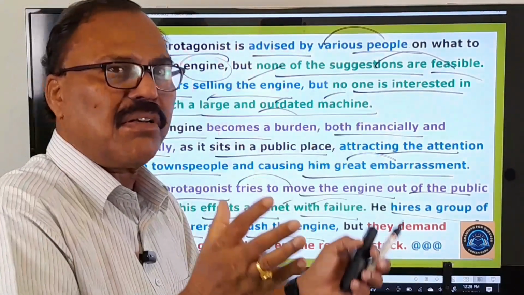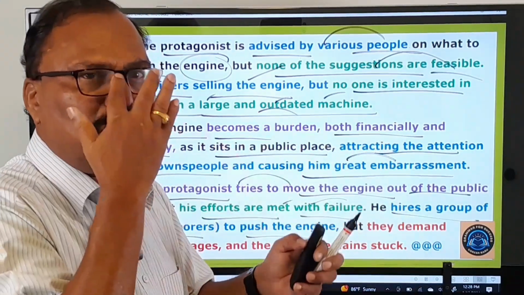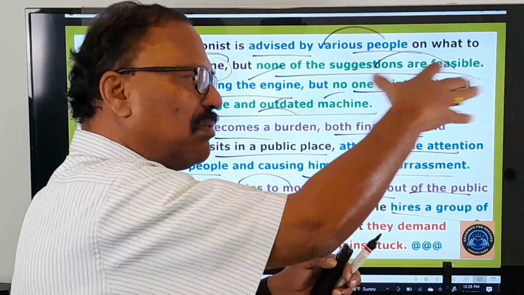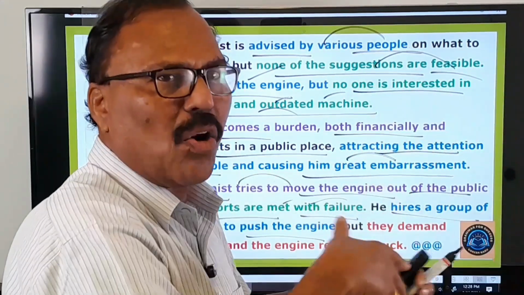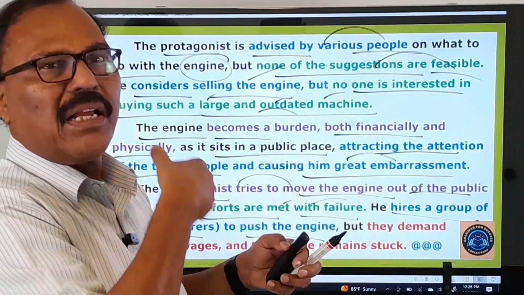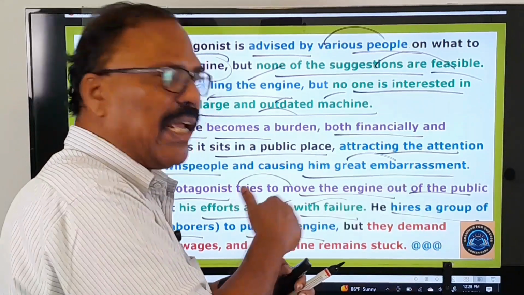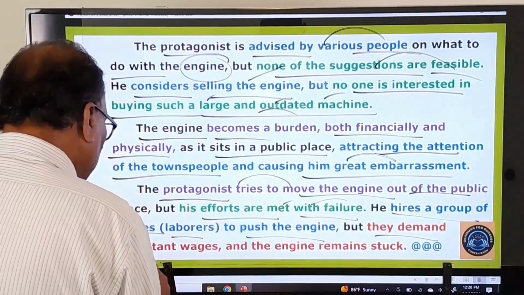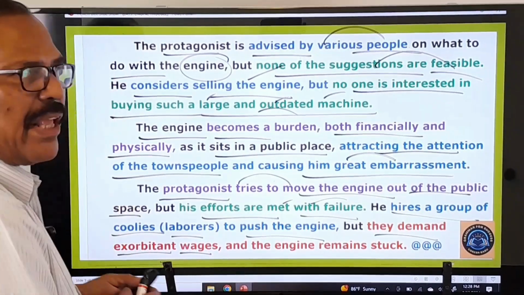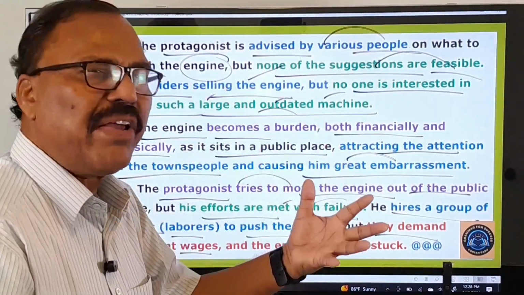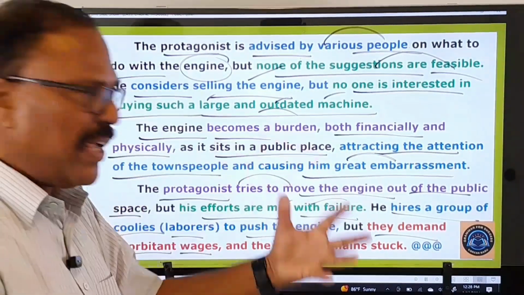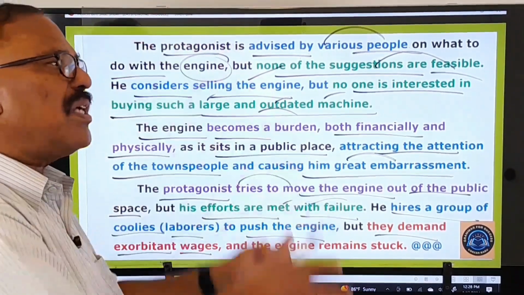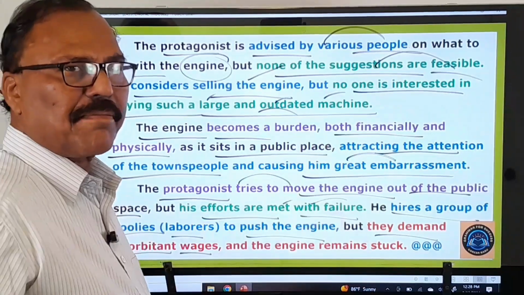He hired some laborers or coolies to push the engine to a safer place, so that it cannot be an obstruction, a kind of stumbling block, to the people. But they demanded exorbitant wages. Exorbitant means very high wages. They demanded high wages, and the engine remained stuck there itself only.